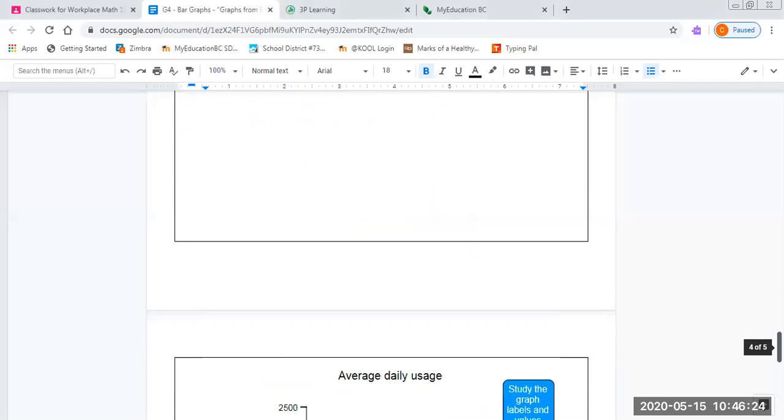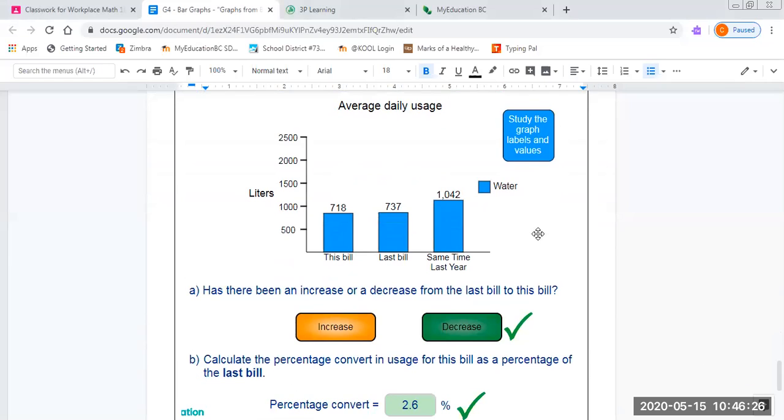Let's take a look at one last example. So this one is a water usage again. So once again here, it's asking us to compare from last bill to this bill. So we're saying, hey, from last bill to this bill, did it increase or decrease? Well, it went from 737 and it went down to 718. So we are decreasing slightly, not much, but slightly.